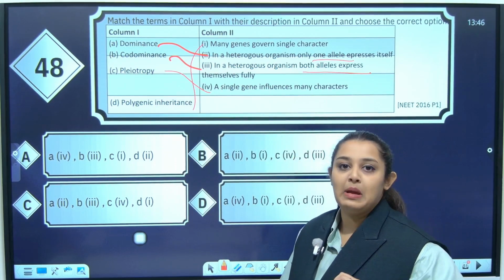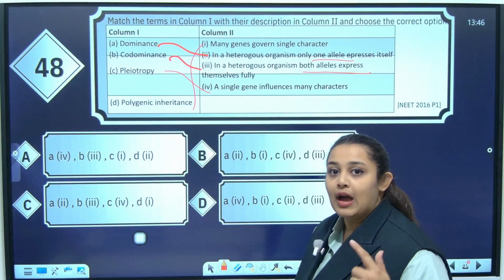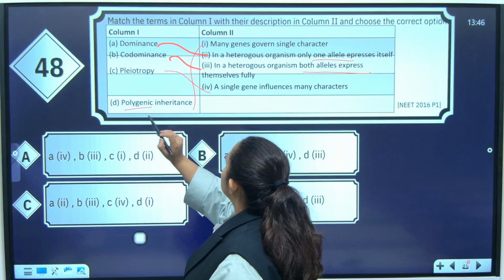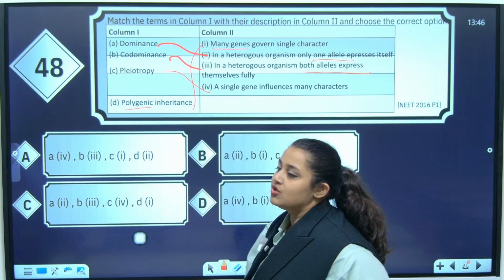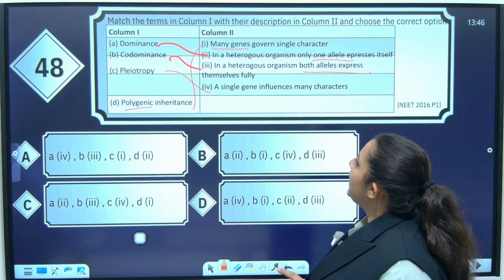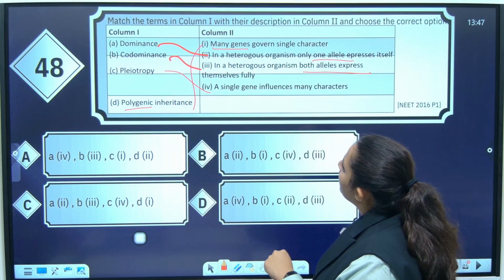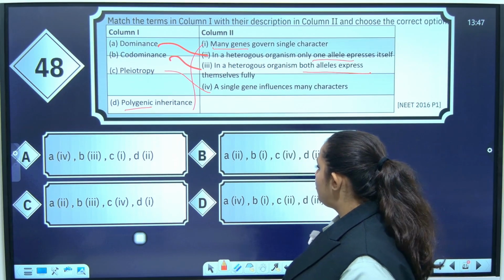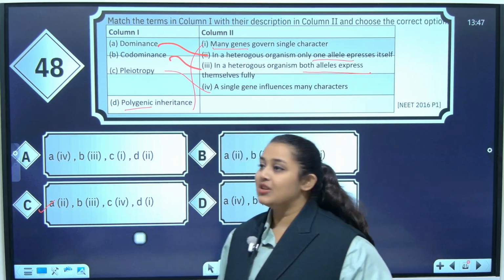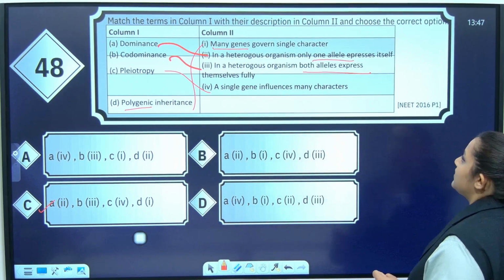Now, if you cannot remember, if you're confused between the both, how do you remember it? Polygenic, which means many genes. That's how you will remember. Okay, so our option is 2, 3, 4 and 1. Option C is correct. Next one.